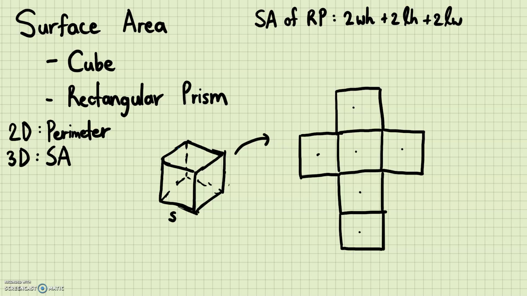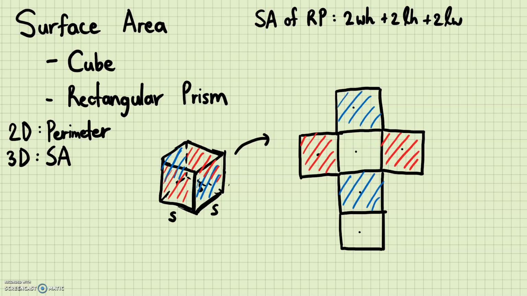So let's say that we have the measurement of that as S. That means we also know that this side is going to be S, and this side also is going to be S. And I'll color in the sides of the cube to help you visualize which side matches with which side. But it doesn't really matter because all the sides are the same. So the red sides are those, the blue sides are over here. This one and this one. And the green sides are on the bottom and on the top.